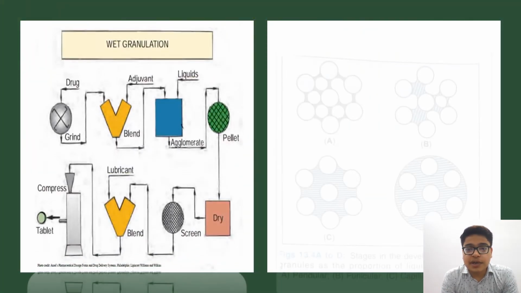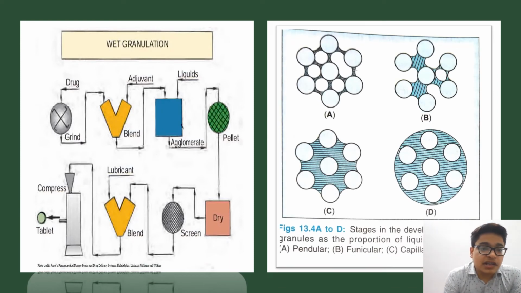This is the image depicting wet granulation. As you can see, the drug is poured into a grinder. Then in the blender we add the adjuvant. Then agglomeration takes place. Liquid is added. Then pellets are formed. Then pellets are dried. Then it undergoes screening. Then we blend it with the lubricant and do the final compression. The second image shows the process at molecular level, which includes the pendular, funicular, capillary, and droplet stages.